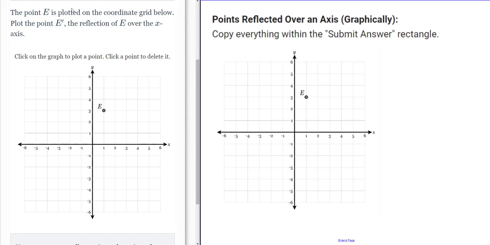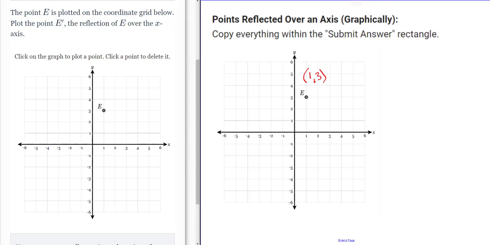It said point E is located at the coordinate grid below. So here's point E, and the ordered pair, you don't have to write this, would be 1 to the right and then up 3. So my ordered pair would be 1, 3. Cool. We're supposed to plot the point E prime, the reflection of E over the x-axis.